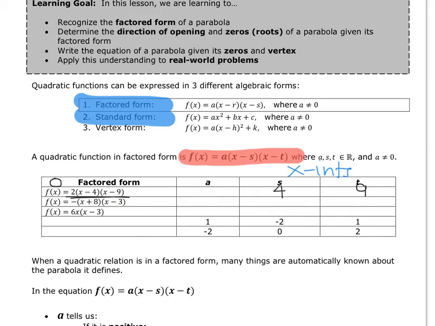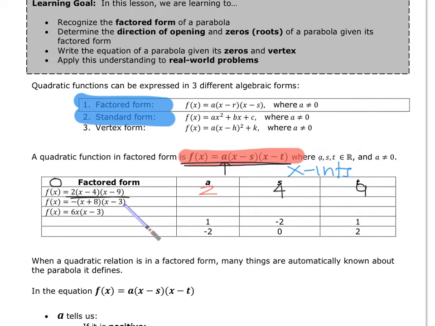So now to figure out what A is. So take a look at the factored form of a parabola, okay? So A is just defined as whatever constant or coefficient is being multiplied against the 2 brackets. So take a look here, and what is A along here? Clearly 2 is A. So instead of A, we're going to write 2. Okay, so we've got A is 2, S the first x-intercept is 4, and the second x-intercept is 9.